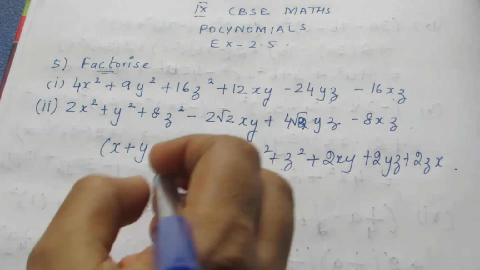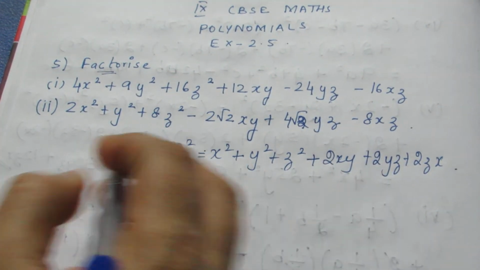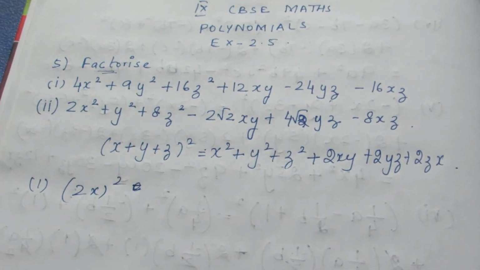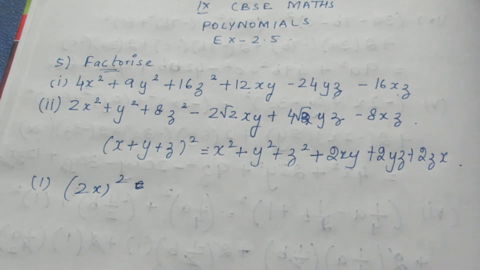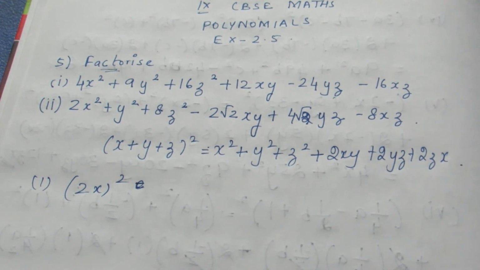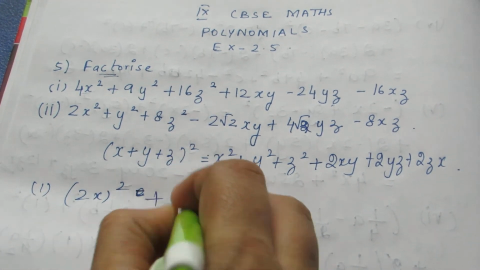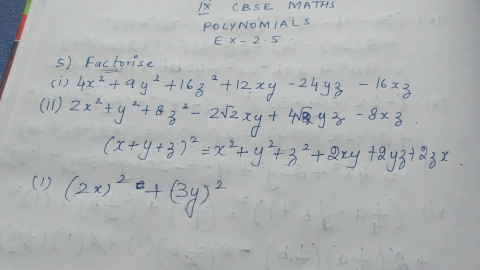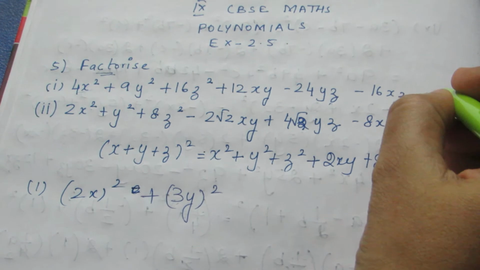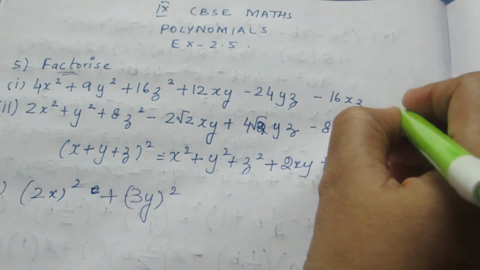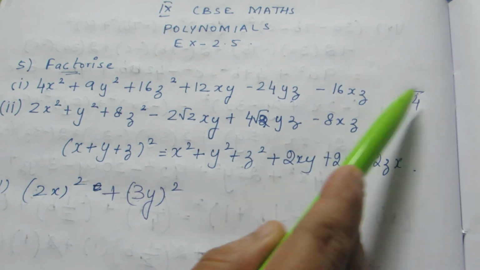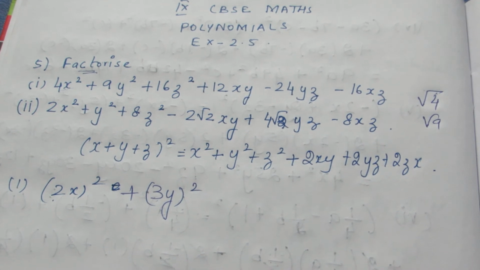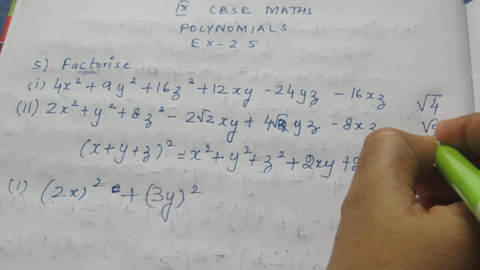Now for x square, first we need to show that it is in the answer form. For that, write it as a whole square. Your x should be in whole square form. So it becomes 2x the whole square plus 3y the whole square. Here 9 can be written as 3 into 3. If you don't know what number to put, just do prime factorization or take the root. Root 4 is what? Root 4 is 2. So 2 will come here. Same way, root 9 is 3, since square and root get cancelled.